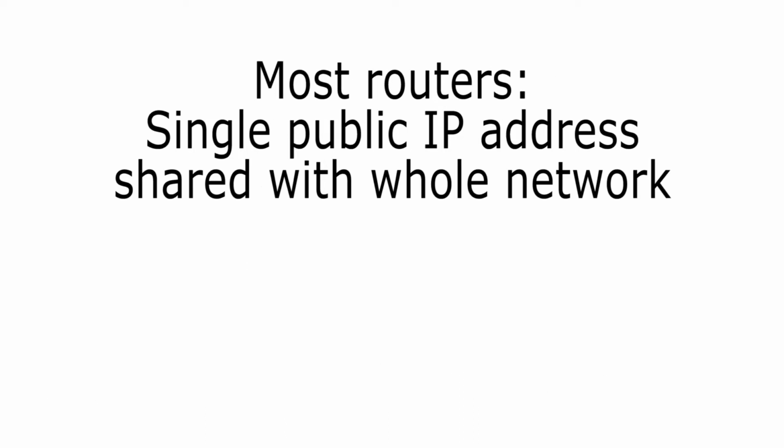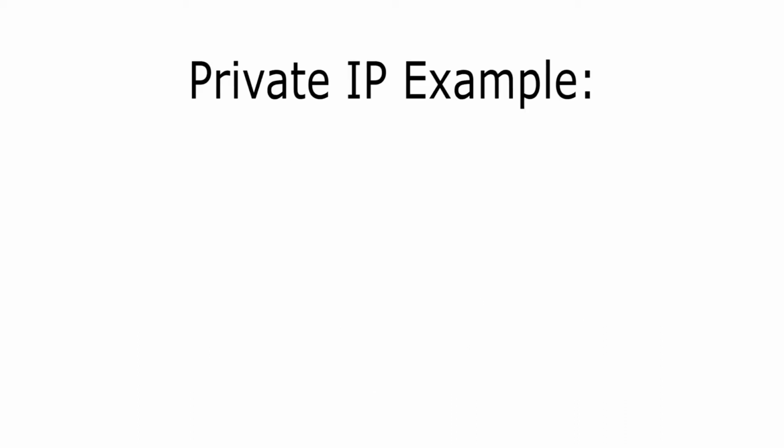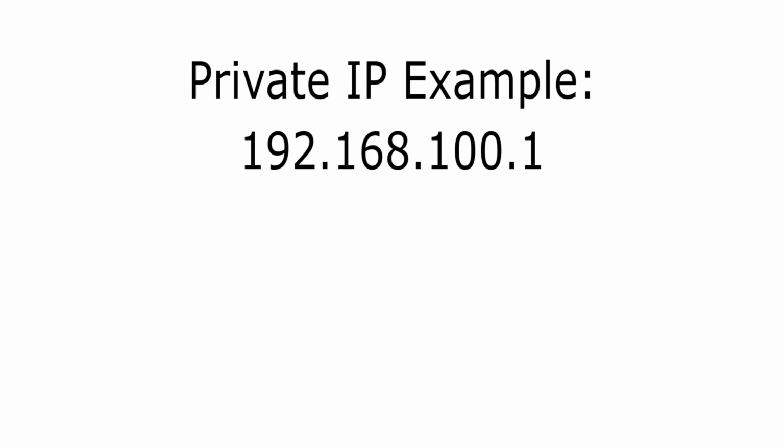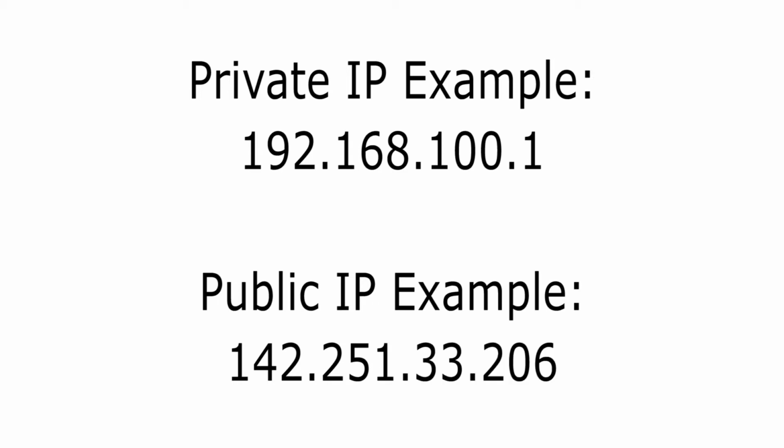Most routers have a single public IP address that is shared with the whole network, along with a private IP address that is used to communicate with all the equipment in the building. An example of a private IP address is 192.168.100.1, and an example of a public IP address is 142.251.33.206.